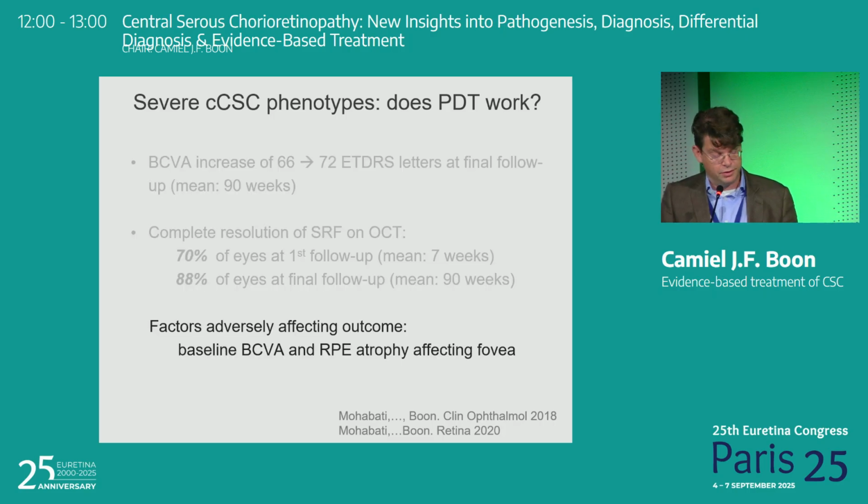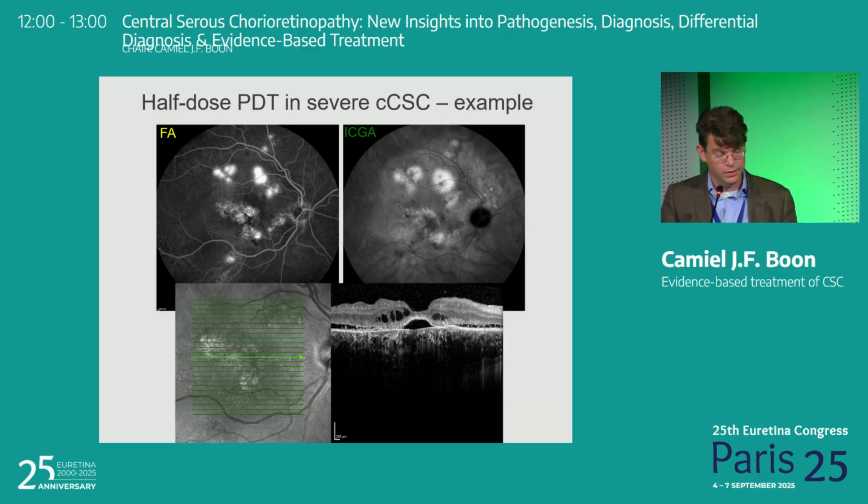Factors that, of course, affect the outcome are baseline visual acuity that is poorer, or RPE atrophy involving the fovea. Here's such a case. I will never forget, there's an Iranian man who was already blind in his other eye from extensive atrophy. He had sarcoidosis, using prednisone, a lot of leaks. And we treated him with PDT.